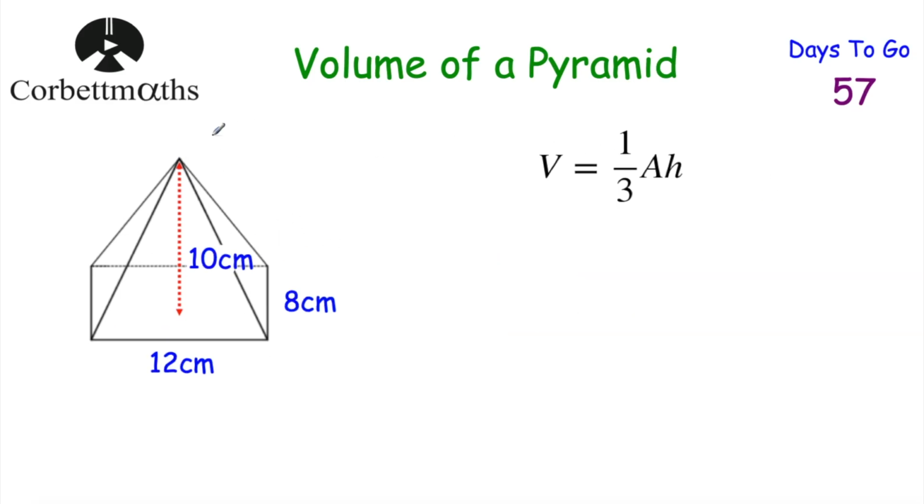Okay, so here's one for you to try now. Can you find the volume of this pyramid? So press pause and find the volume of this pyramid. Okay, so to find the volume of this pyramid, as you can see, the base is a rectangle, so we're going to do the volume is equal to a third.